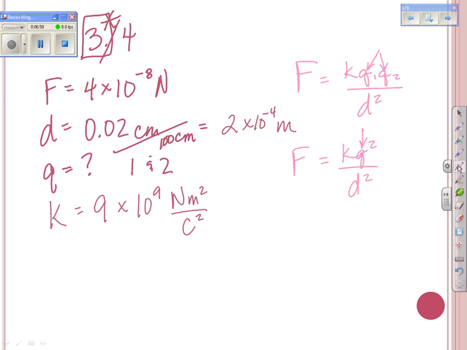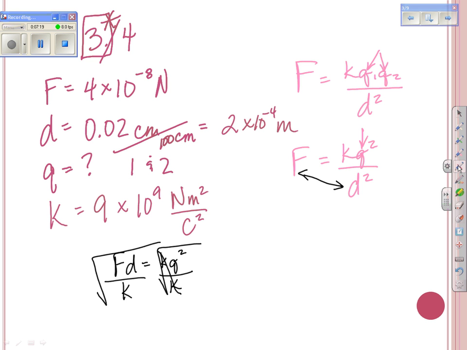All right, to solve this equation, you need to cross multiply. So we're going to have force times distance equals KQ squared. We need to isolate our variables, so divide by K. Whatever you do to one side, you do to the other. Now you have Q squared, so to get rid of the squared, you'd have to take the square root, and you'll have to do that on both sides. So Q will equal the square root of FD over K.